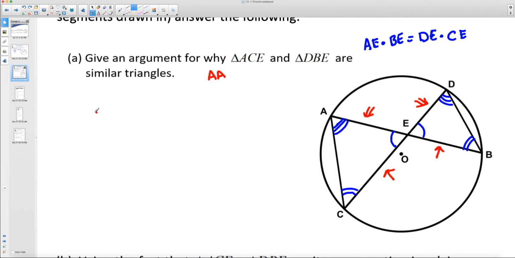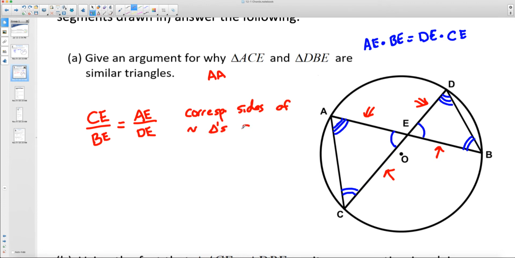Since the triangles are similar, corresponding sides are in proportion. I could set up a proportion. I could say CE over BE is going to be equal to, if I started with this triangle, AE over DE. And the reason for that is corresponding sides of similar triangles are in proportion.